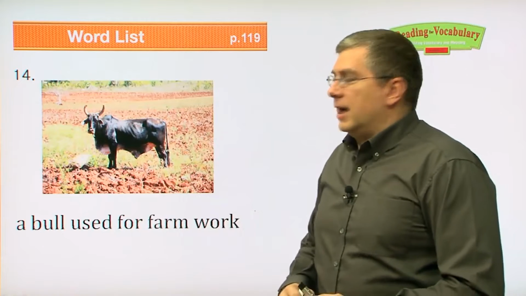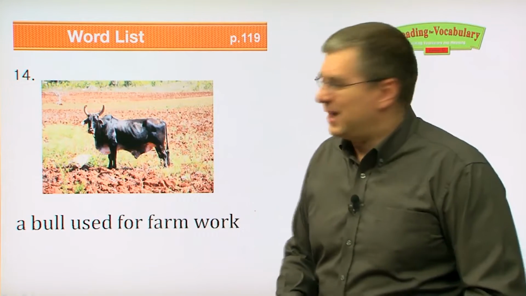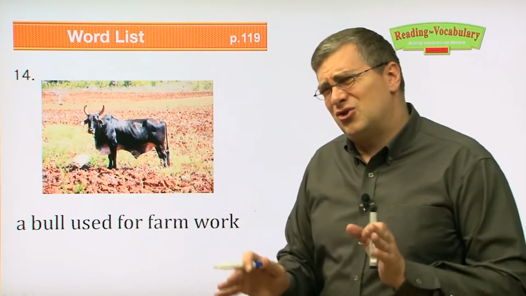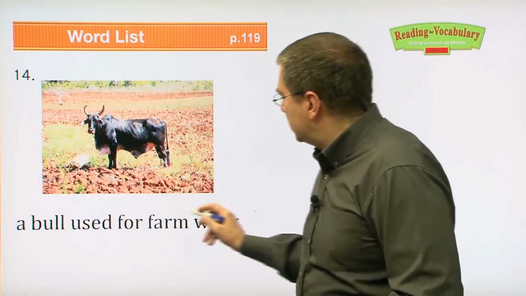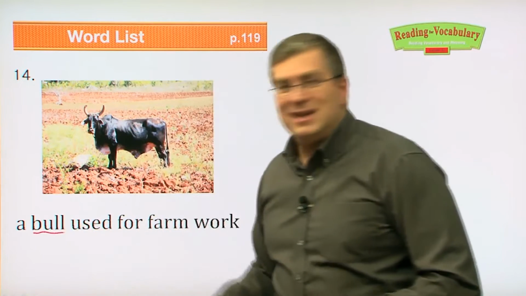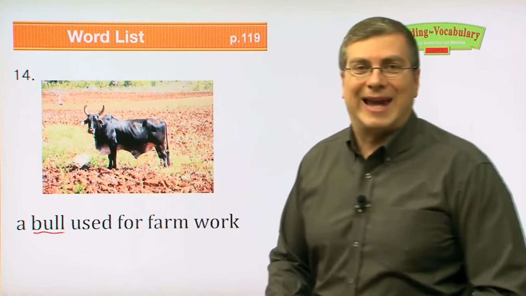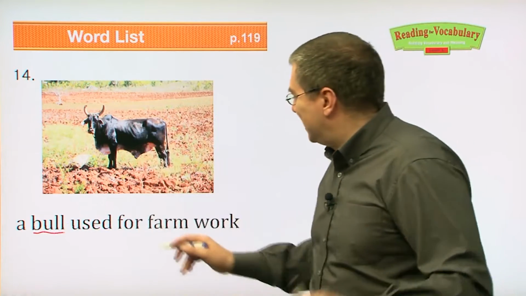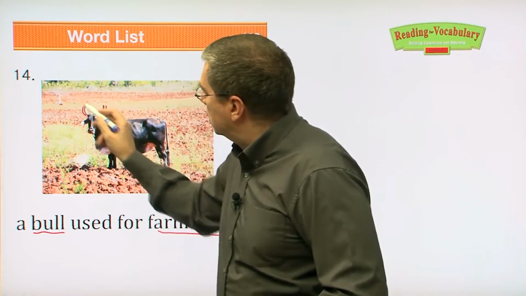Here is another picture. It looks like a cow, right? But it looks like a little bit of a strange cow. It's not a normal cow. Look at this. It's a bull used for farm work, right? So it's a bull. A bull means namja, right? Not yoja, namja. So it's a namja cow, okay? But it's used for farm work. And look, it's got these big horns. Whoa, okay?